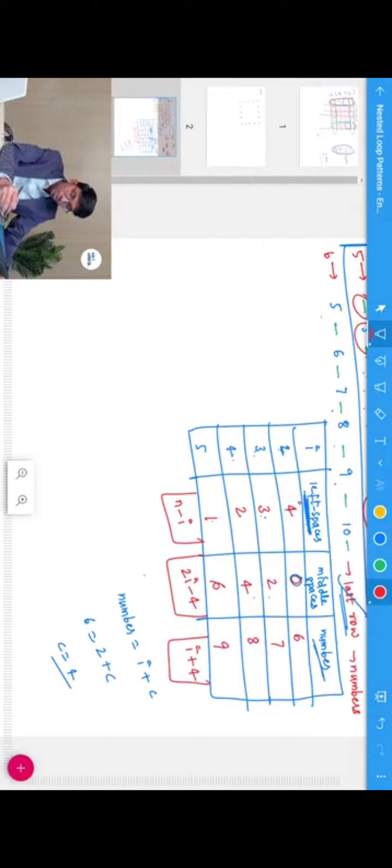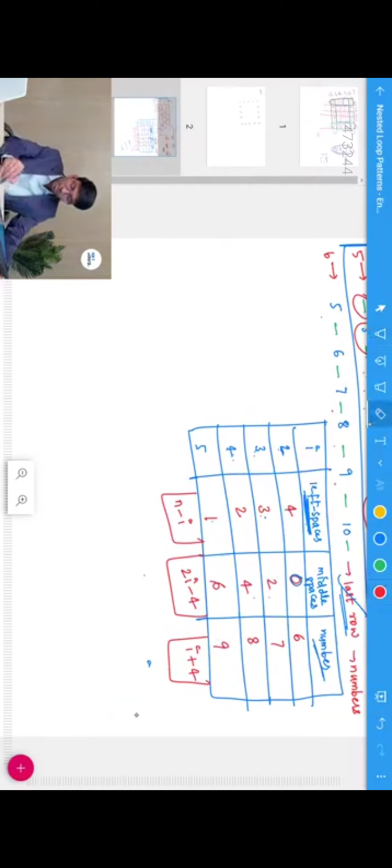So as you can see here, when I equal to 2, number is 6. I equal to 3, this is 7. This is 4, this is 8. This is 5, this is 9. So we got all the values. Now we can happily calculate the middle row. The middle row is nothing but, left space equal to N minus I, middle space equal to 2I minus 4, number equal to I plus 4.